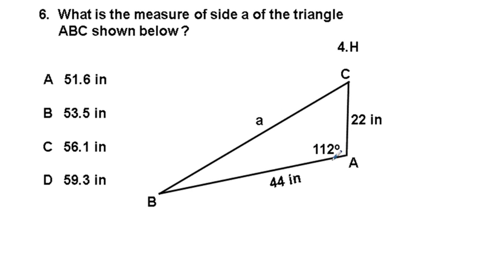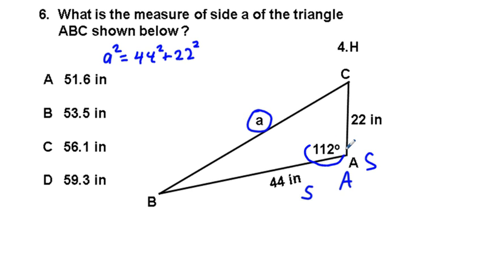Okay, we don't have a known side opposite a known angle, but we have a side-angle-side situation, which is an application for the law of cosines. Our unknown side is a, so a squared equals our known sides squared, 44 squared plus 22 squared. I hope you notice that right now we have a Pythagorean theorem situation, except we don't have a 90-degree angle to work with, but a 112-degree angle.